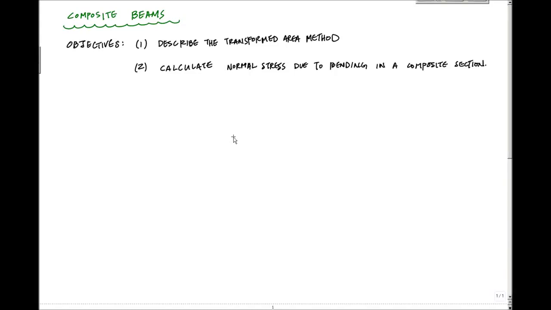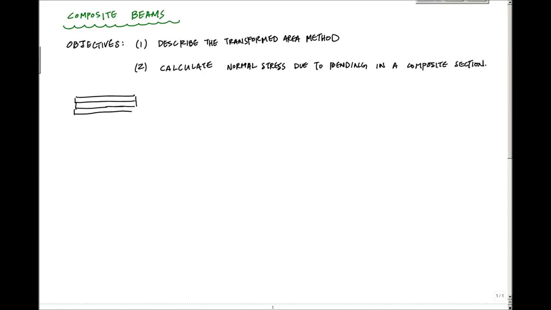All right, welcome back everyone to our sequence on mechanics of materials. This video is going to be about composite beams, or beams with cross sections that are composed of two or more materials. Something like that would be a skateboard. If you've ever looked at a skateboard, you might have seen that it has various layers of wood that are bonded together.